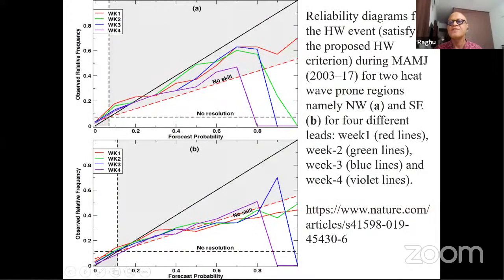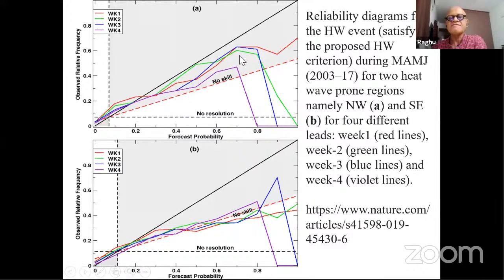The example of forecasts being issued, for example, by the IMD, developed at IITM by groups of Sahai and so on, show these kinds of examples: observed relative frequencies of heat waves, week 1, week 2, week 3, and week 4. This is observed and this is forecast probability. Above this line, you have some skill that is usable for such early warning systems that I just mentioned. So if you have for several weeks the skill of 0.6 or above, this is incredibly useful information.